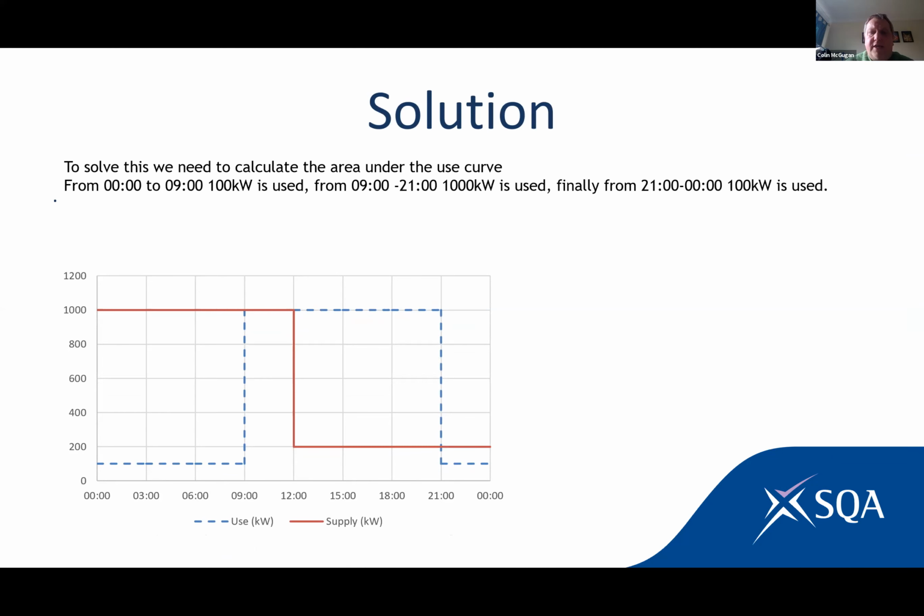From 9 o'clock until 9 o'clock at night, 1,000 kilowatts is used. And finally, from 9 o'clock at night until midnight, 100 kilowatts is used. So the calculation to get the answer for this is just simply given by the 9 hours times 100 kilowatts, 12 hours times 1,000 kilowatts, plus 3 hours times the 100 kilowatts, which gives us an answer of 13,200 kilowatts.